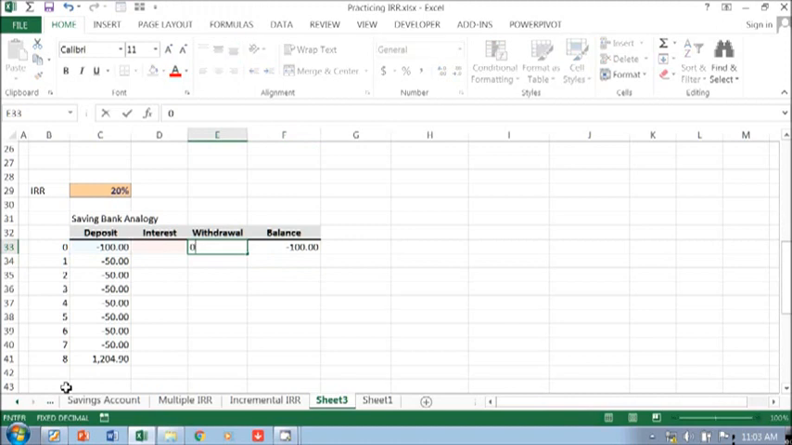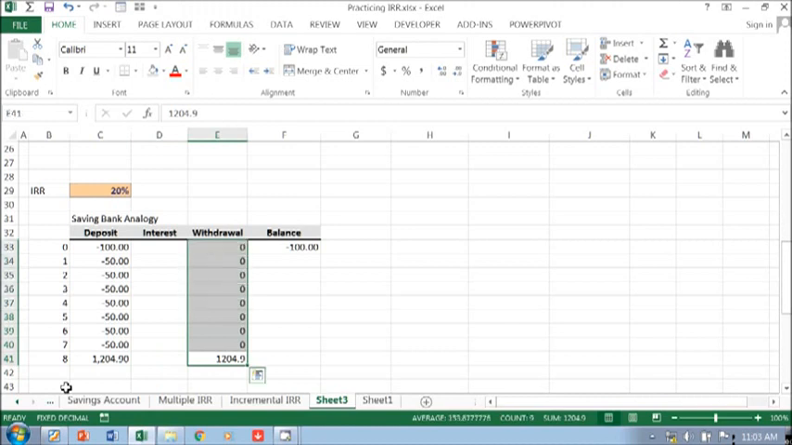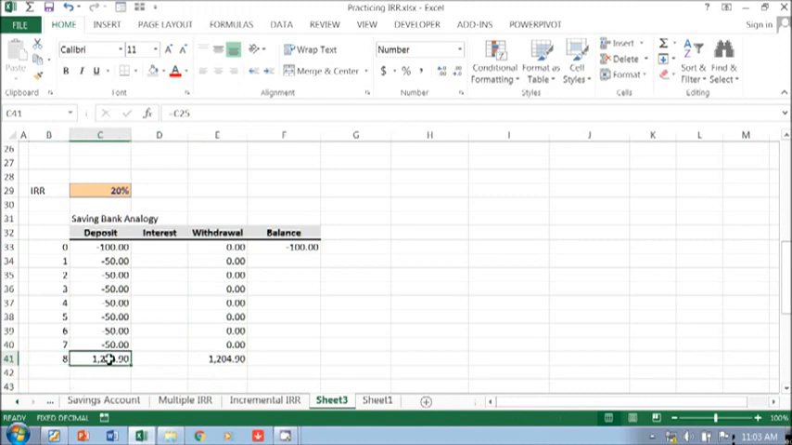In this case, you don't withdraw anything until the last part. So you're going to withdraw 1204. It's pretty much the same with the sale. We can say this is like a selling price of the project at the end of the forecast period. So your interest should be your 10%. Just copy it down here.